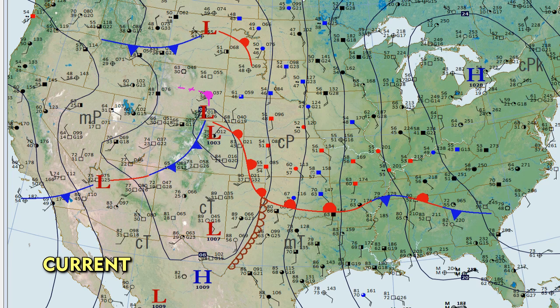Here's the surface analysis this afternoon. We've got a Pacific front moving across the central Rockies. We can see the cool air flowing in from Nevada and Utah. We had gusty winds there overnight in places like Tonopah and Elko.